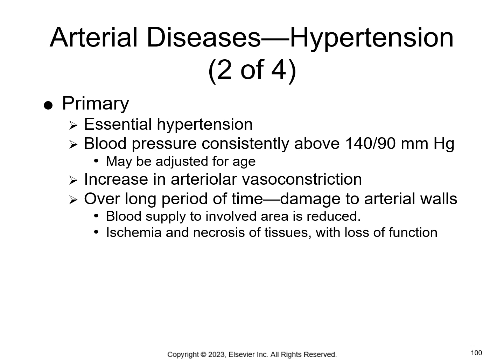Over time, the increased blood pressure causes damage to the arterial walls. They become hard and thick or sclerotic, and the lumen becomes narrow. The wall can dilate or tear and form an aneurysm or encourage atheroma formation. Blood supply to the involved area is greatly reduced, leading to ischemia and necrosis, as well as loss of function.